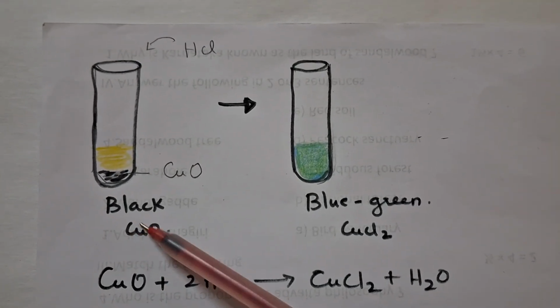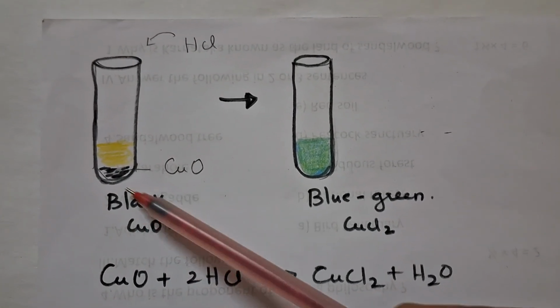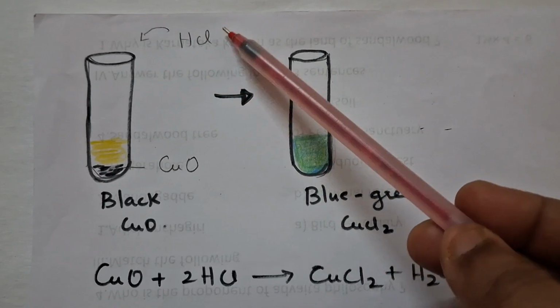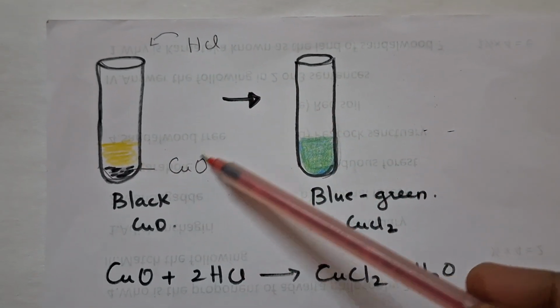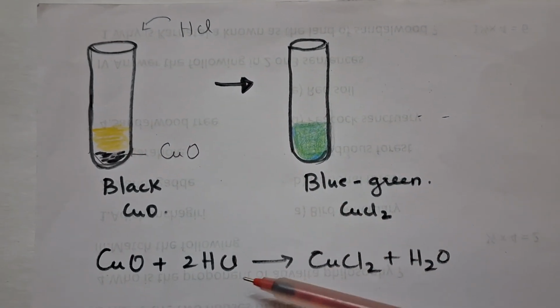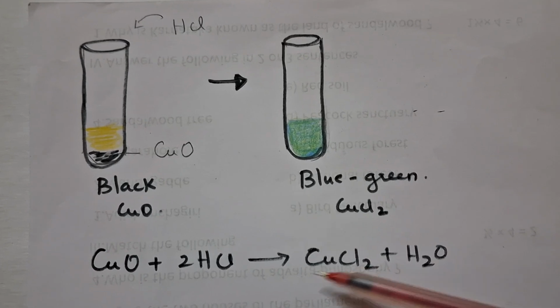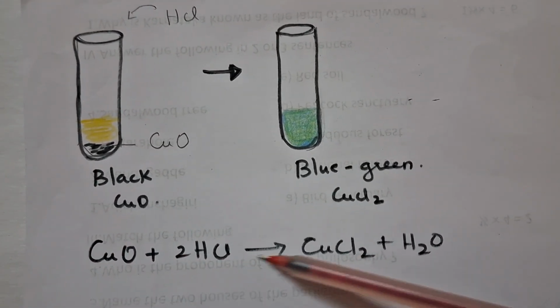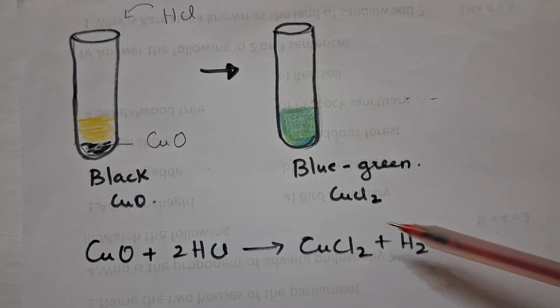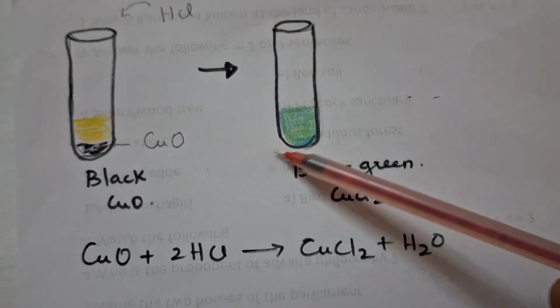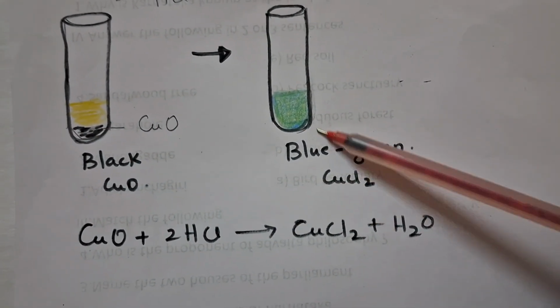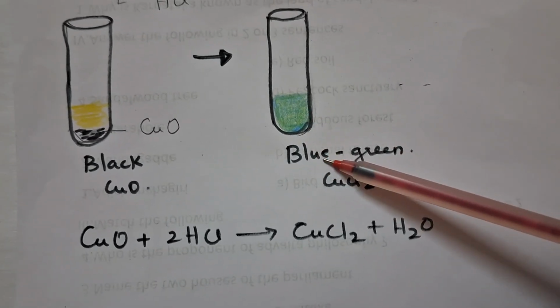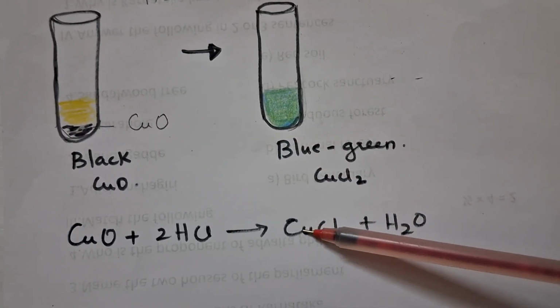Copper oxide is black in color, so it is taken here and you are adding hydrochloric acid to it. Later, this reacts and you form copper chloride. The chloride part combines with the copper part to form copper chloride, and water is given out. Totally, this black color will change to blue-green in color. The solution will change to blue-green in color. This is nothing but because of copper chloride.